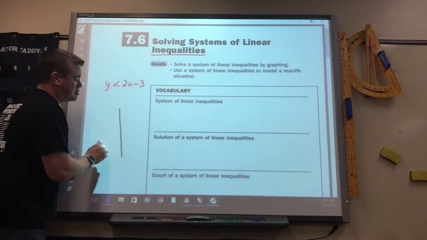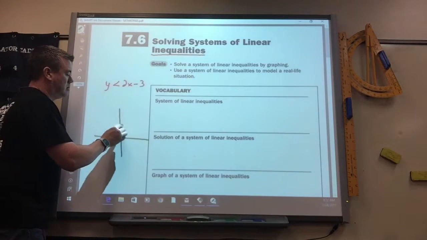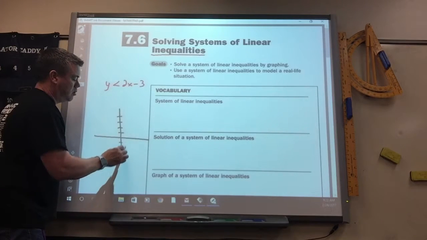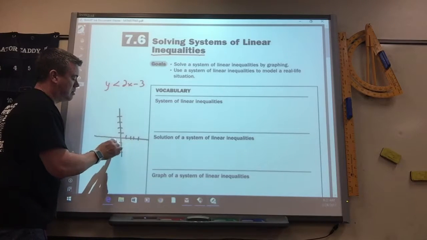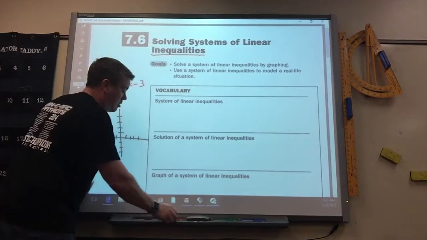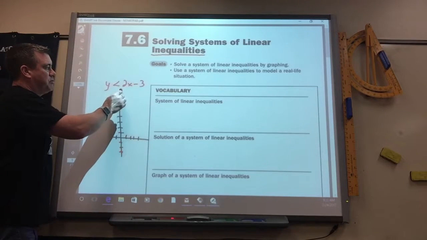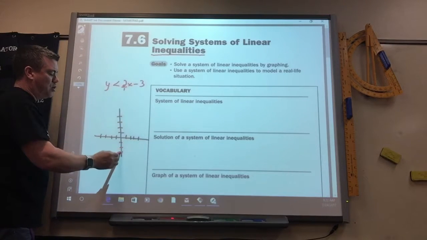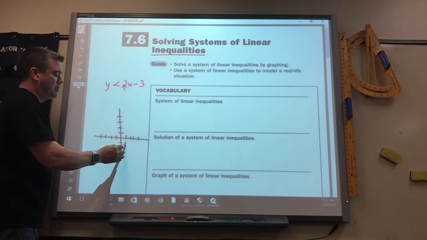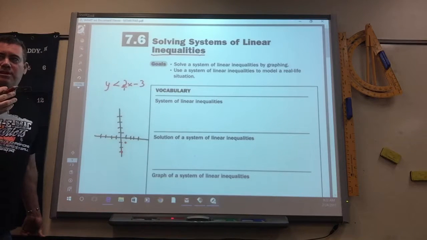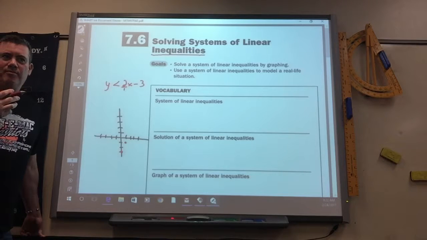So you graph these just like a linear equation. It crosses at -3. It's got a slope of 2. So you put a 1, you rise 2, run 1. Now here's where there's a couple things a little different. Remember what we got to do now? 3 over 1.